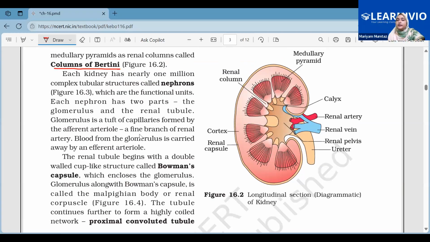Now see, in this particular picture you can see it very clearly: right in the middle there is the renal pelvis, and these projections.